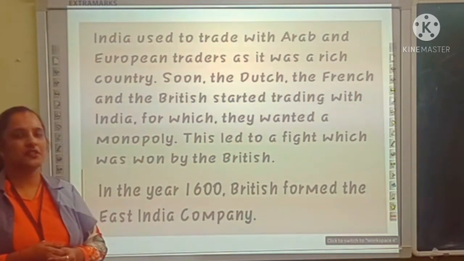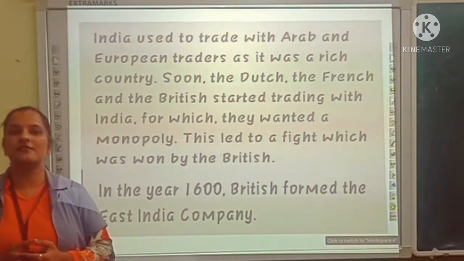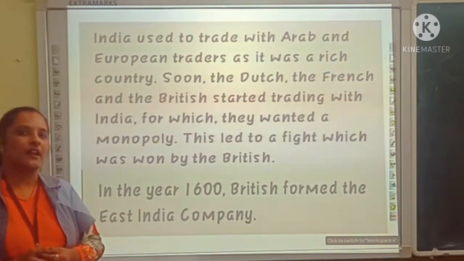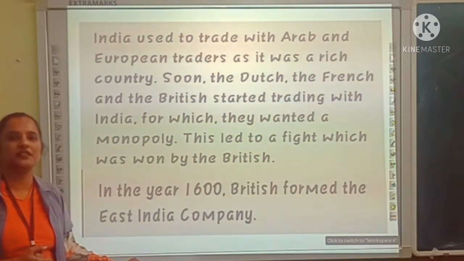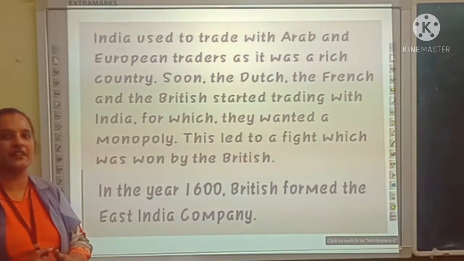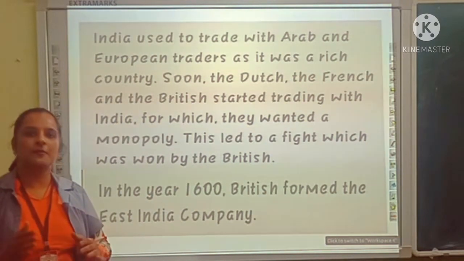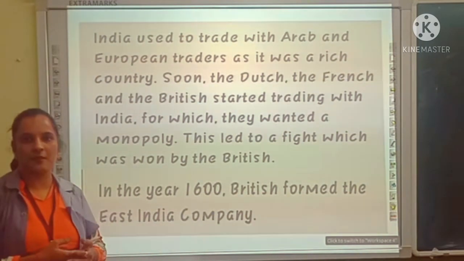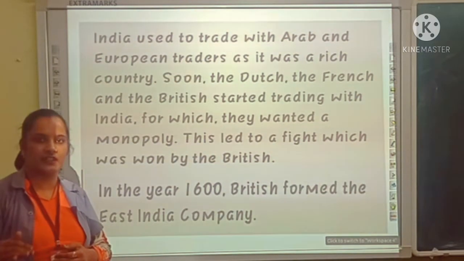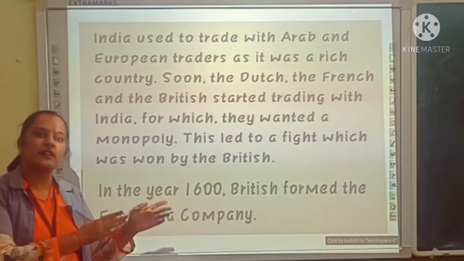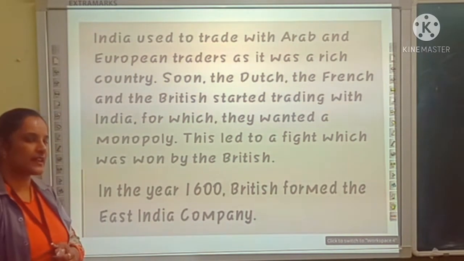India used to trade with Arab and European countries as it was a rich country. It was called Sone ki Chiriya, the golden bird. Soon the first European country, the Portuguese, came: Vasco da Gama reached India. Earlier, India's trade was done on land only, meaning we could trade only as much as land transport allowed. But soon Vasco da Gama found the sea route to India. He landed first of all in Kerala, at Calicut, and we started trading there.